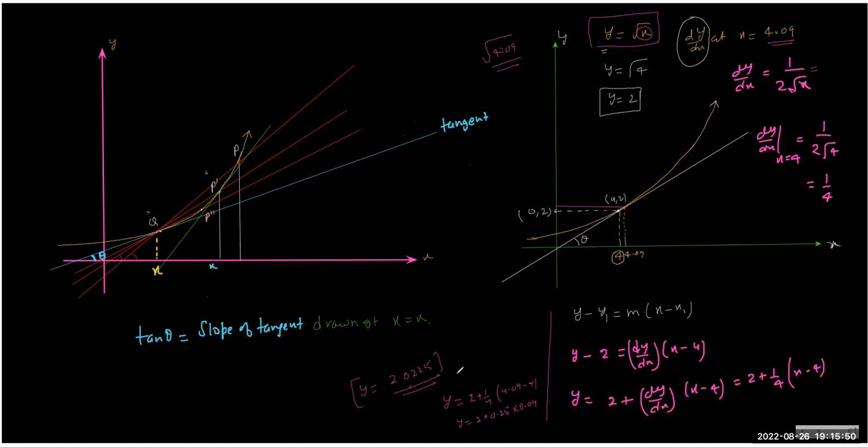Anybody? Just check how close we are with the idea of calculus. You can check with your calculator and tell me the answer. 2.0223. Quite close. You are able to match the answer up to which place? Third place of decimal. That itself is a big achievement.